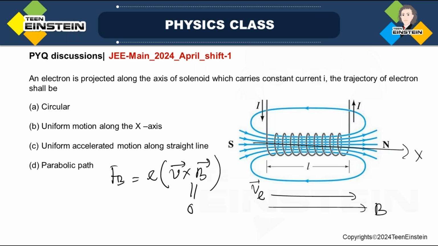Since there is no magnetic force on the electron, it will move. Circular motion will not be there, parabolic motion will not be there. Uniformly accelerated motion will not be there, since there is no force acting on it. So uniform motion along the x-axis. All right.